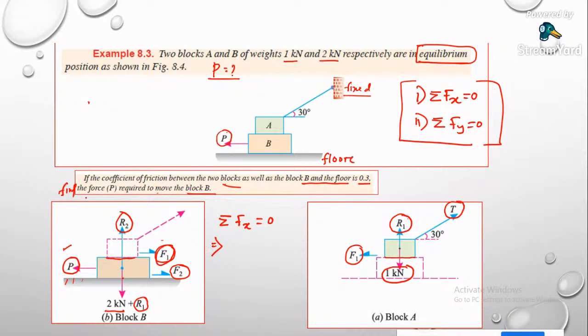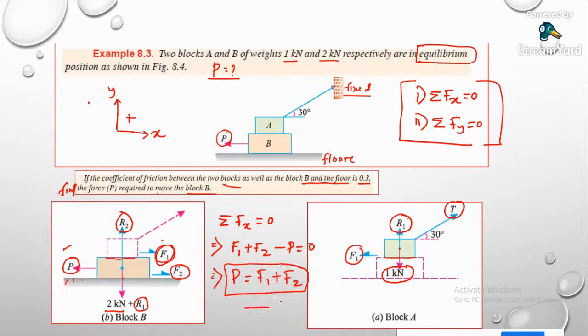So what are the forces? You can identify a reference axis. This is my positive x, and this is my positive y axis. So the net force in the x direction: F1, friction 1, plus F2, minus P will be equal to 0. So P will be equal to F1 plus F2, where these are the friction forces. This is equation number 1.